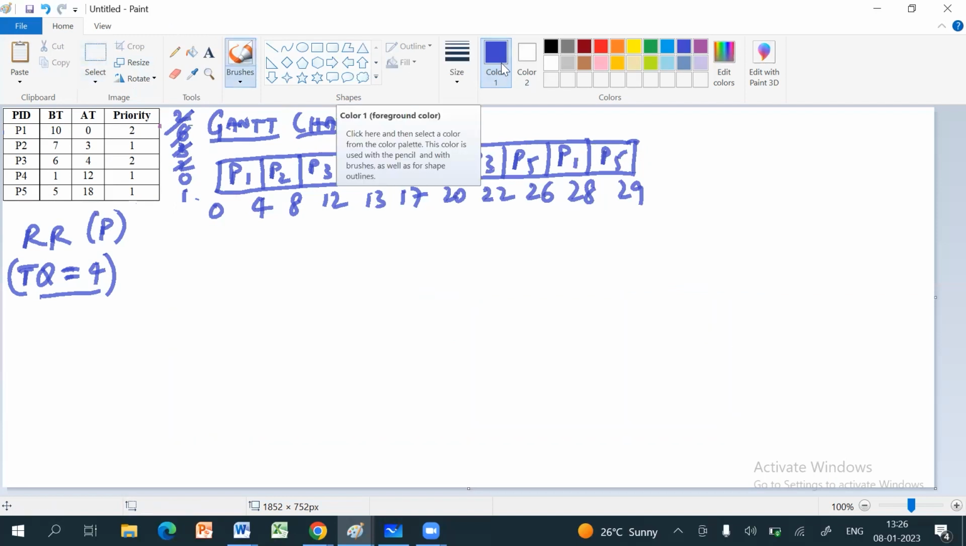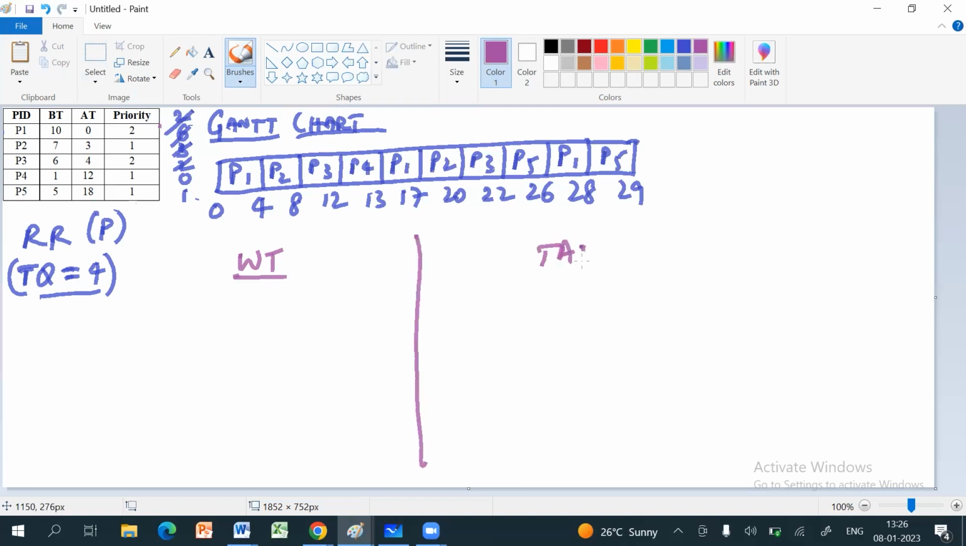Okay, now let's go for the computations of your wait times and turnaround times. So again, as I've mentioned earlier, compute the turnaround time first using this formula. That would be easier for you to compute wait time. So turnaround time for P1, P2, P3, P4, P5, all the processes, you can compute using completion time minus the arrival time. So P1 completed at 28, so that would be 28 minus the arrival time, which is 0, which is 28.